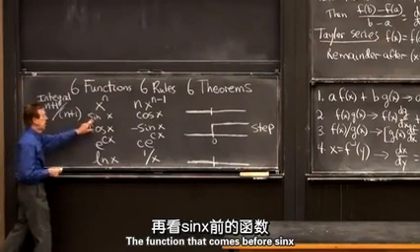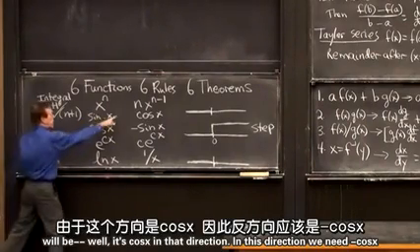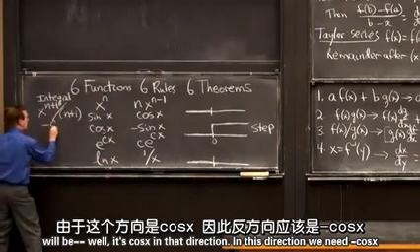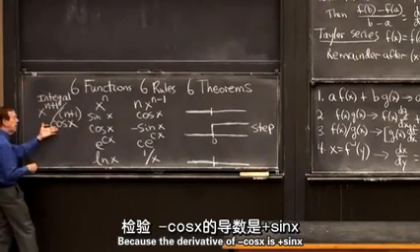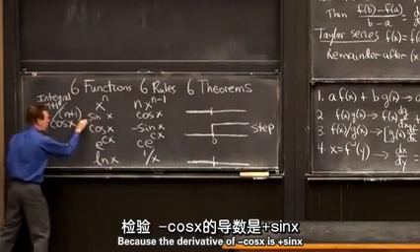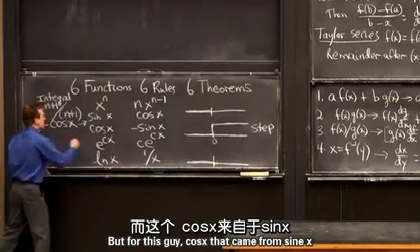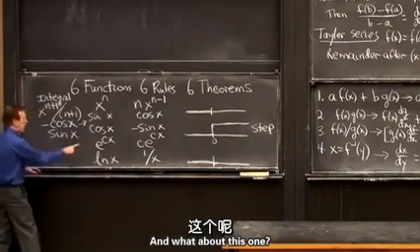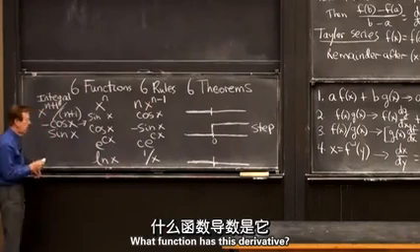The function that comes before sine x: it was cos x in that direction. In this direction, we need minus cos x, because the derivative of minus cos x is plus sine x. But for this guy, cosine x, that came from sine x. And what about this one? What function has this derivative?